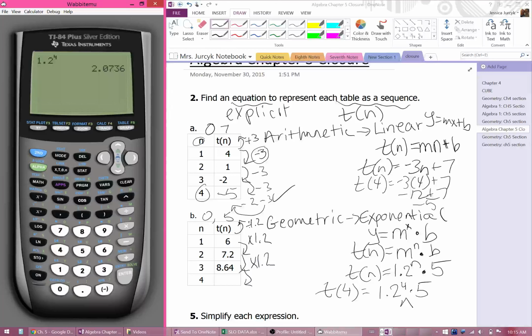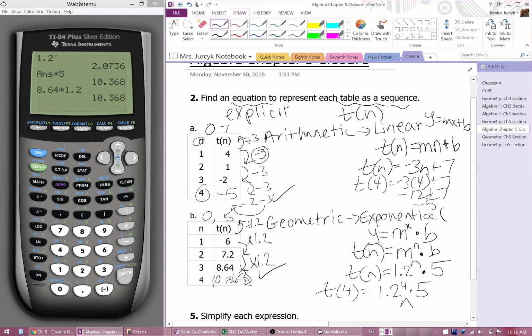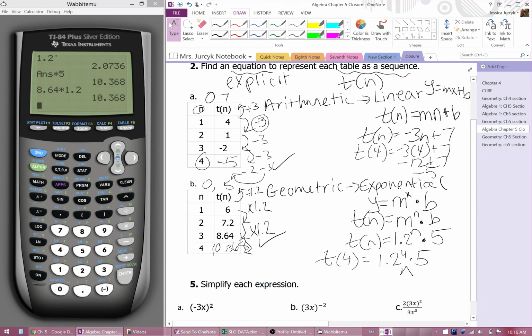We got times by 5. Quite so small. If you just press times, your stands for answer comes up. Okay, so our answer should be 10.368. We can check that by taking 8.64 times 1.2 is 10.368. We did it right. So this was our recursive check. Good luck on the test.